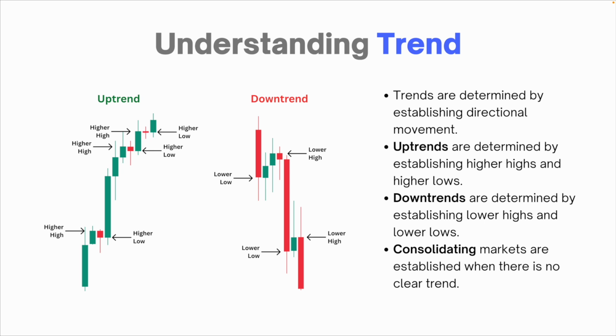Downtrends are of course determined by establishing lower highs and lower lows. So here I have a lower low, I have a correction to a lower high, another lower low, another correction to lower high, another lower low, and so on and so forth.